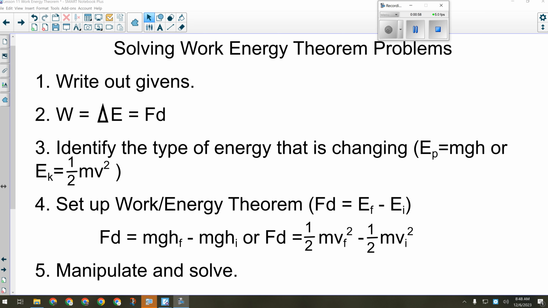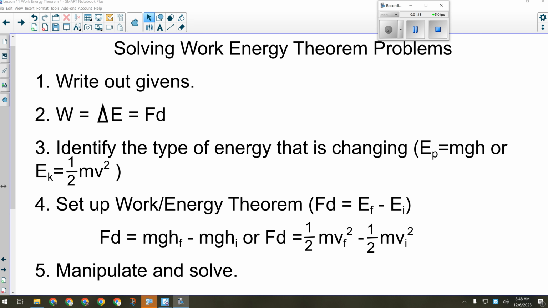Right? Then we set up the work energy theorem by either setting work equal to the change in energy or setting force times distance equal to the change in energy. And then we manipulate and solve for whatever it is we're looking for. That's the method, that's the skeleton, the pattern for all work energy theorem problems.